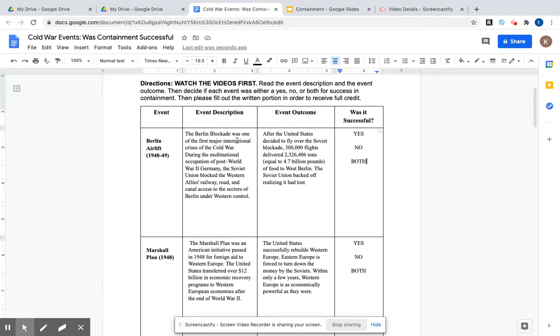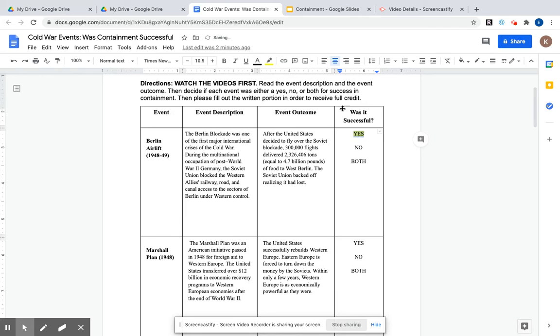The outcome of the event, that's what was happening, the outcome of it was: after the United States decided to fly over the Soviet blockade, 300,000 flights delivered 2,326,406 tons, equal to about 4.7 billion pounds of food to West Berlin. The Soviet Union backed off, realizing that it had lost. After reading that, think about it. Does the outcome sound successful? In my eyes, after reading it and with my background knowledge of it, I'm going to say yes, it's successful.